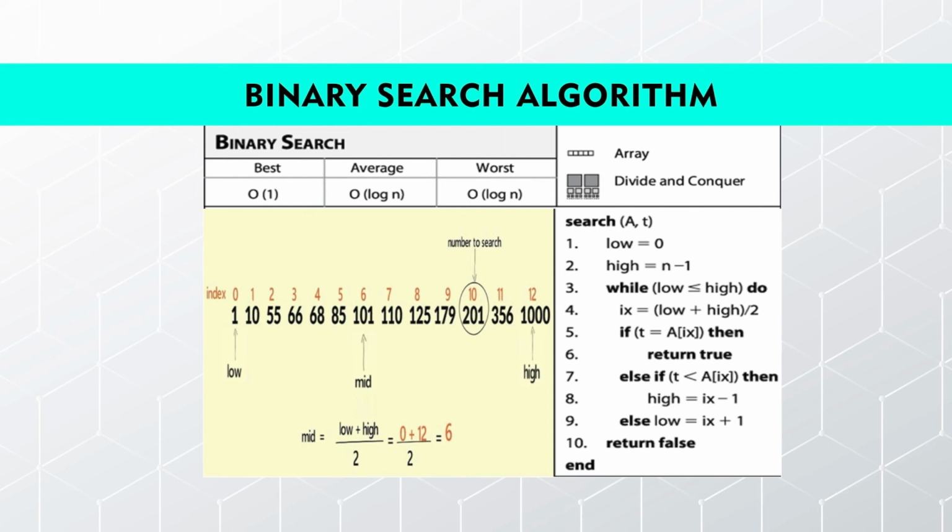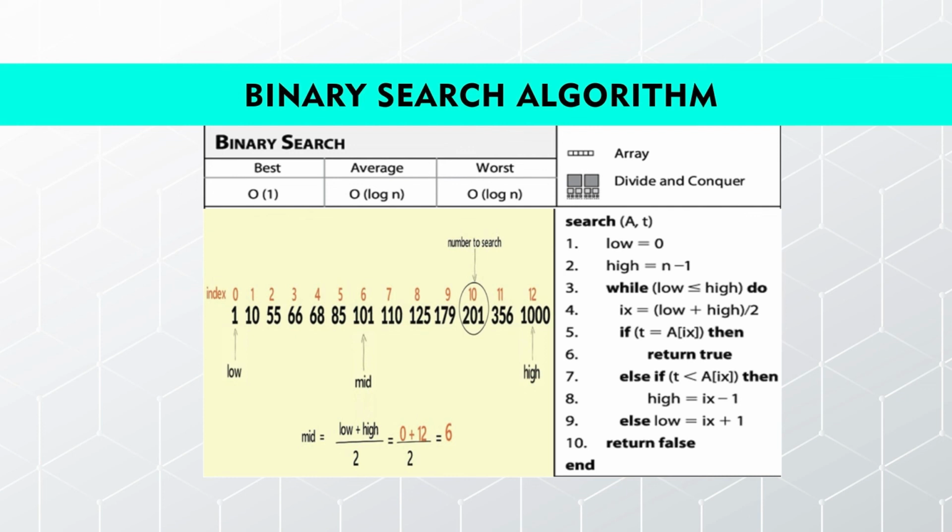While low is less than high, 0 is less than 12, do what you are supposed to do. Low plus high by 2, 0 plus 12 by 2, that is 6, and this value is stored in Ix. If t is equal to A[Ix]: t is the number to be searched, which is 201, and A[Ix] is 101, because the 6th position is 101. But 201 is not equal to 101. So what are you supposed to do?